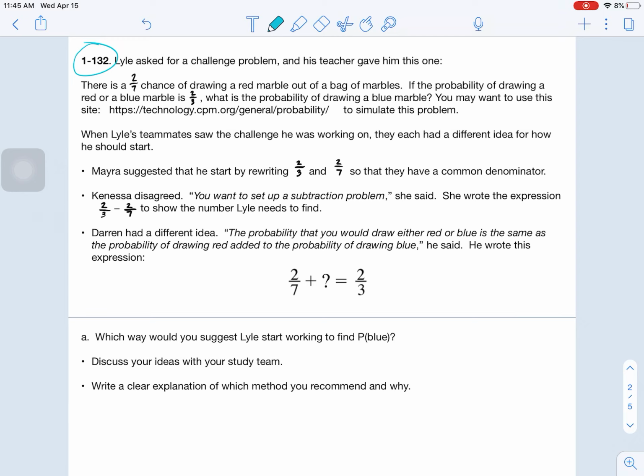So that was like her first step. Kanessa disagreed. You want to set up a subtraction problem. So she's thinking we should do 2/3 minus 2/7 to figure out what Lyle needs to know. Darren had a different idea.